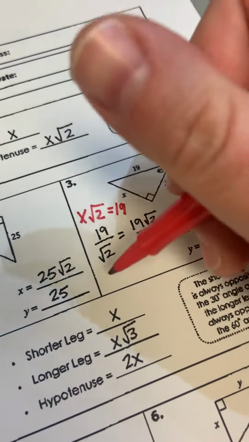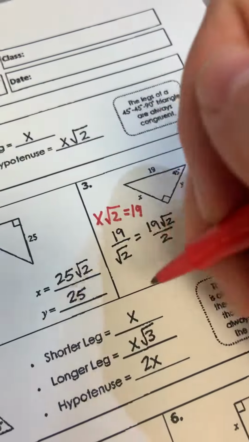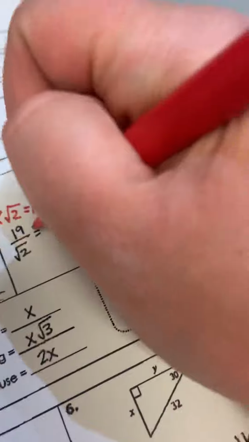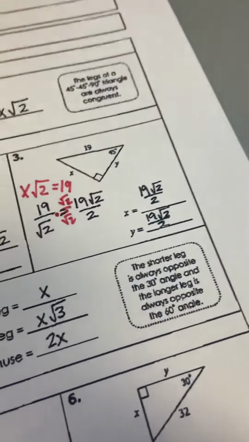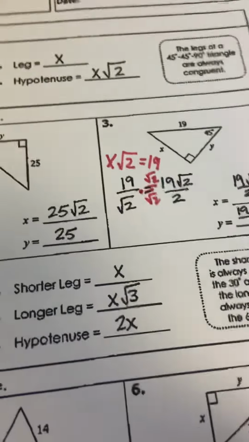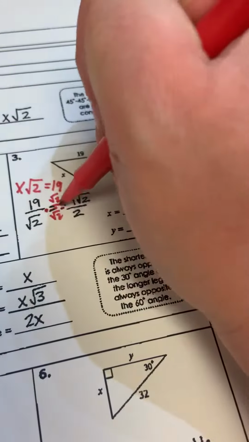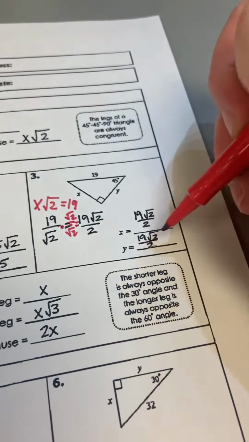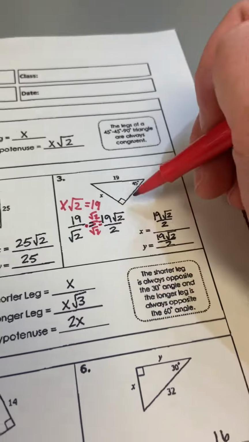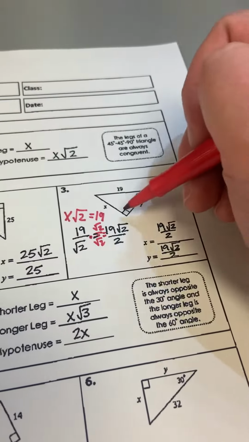But we can't have a square root in the denominator. So to get from this step to this step, you actually have to multiply. I'm going to show you how to do that real quick. Multiply by the square root of 2 over square root of 2. That's called rationalizing the denominator. And once you get that, you end up with 19 root 2 over 2, which happens to be the value of x and y because in a 45, 45, 90 triangle, both of these legs are congruent.